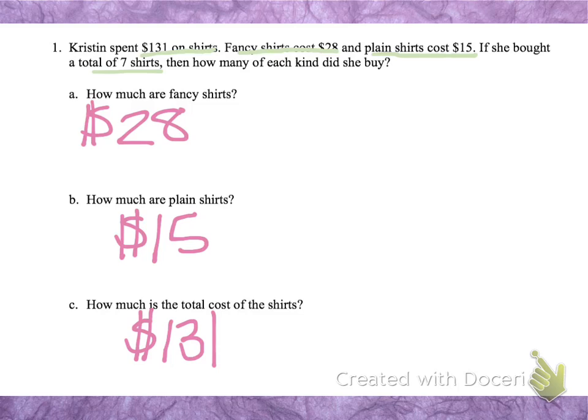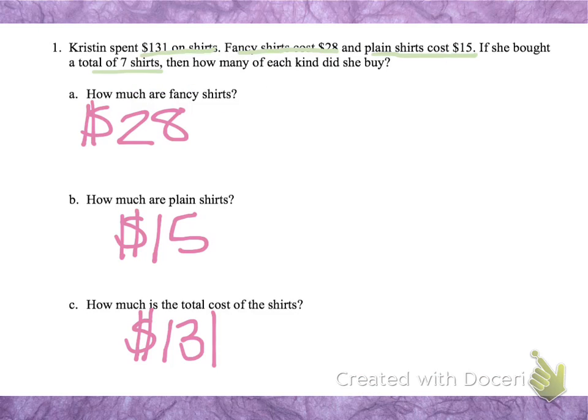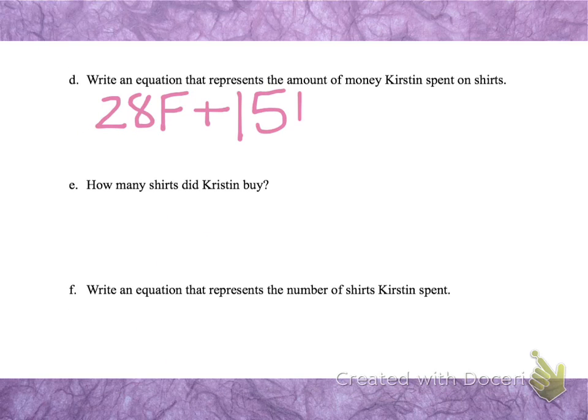So the next question is going to ask us to write an equation about how much the shirts cost. Do we know how many fancy shirts she bought? Well, no, but we knew they were $28. So if we have 28, and we use F for fancy, plus 15P for plain, so $28, $15, set equal to 131. Okay, that's one equation.